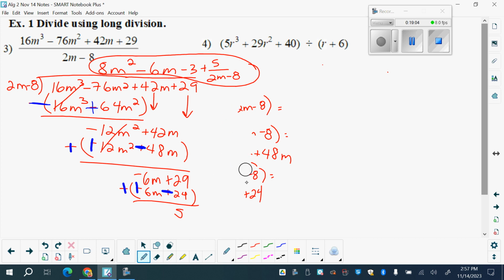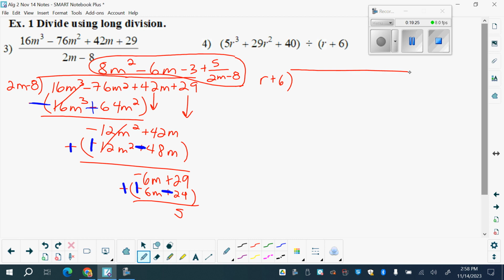Okay, last one. What's different on this last one? Yeah, that's right. So Shireen, notice that there's no r term. So just be careful. It'll be a little tricky when we have that missing term there. So we have r plus 6 divided into 5r to the third plus 29r squared plus 40. So start out the same. What is it that we multiply r by to get 5r to the third? Allie. What do we multiply this by to get that? Good.